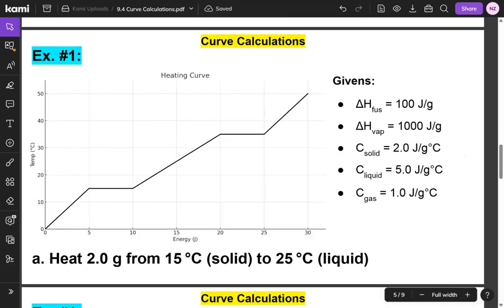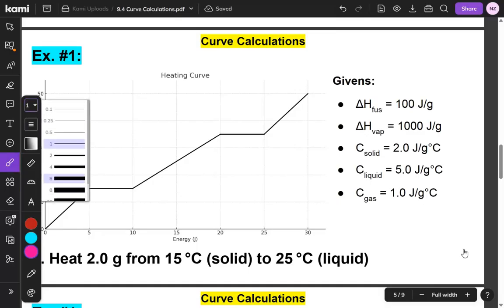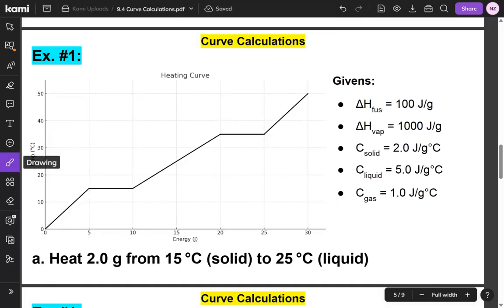All right, so let's look at an example. In this first example, it says heat 2 grams from 15 degrees to 25 degrees. So let's take a look at where this is on the graph. So we are starting at 15 degrees in the solid phase, so right here. I can't be over here at 10 joules of energy, because that would mean that I have transitioned fully into the liquid phase. So I want to start here on the left side where I am in the solid phase. And I want to go to 25 degrees here.